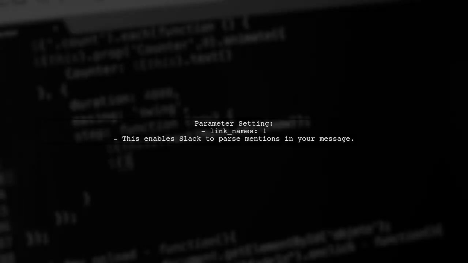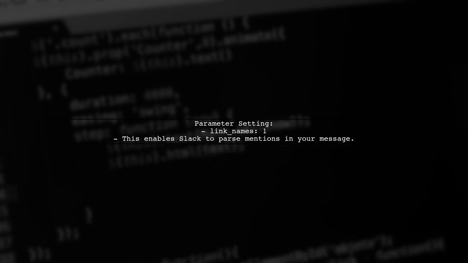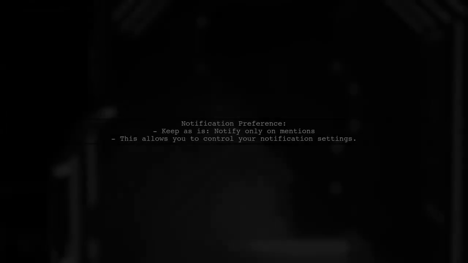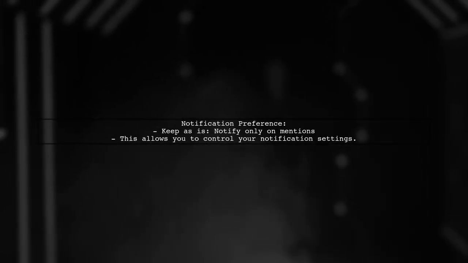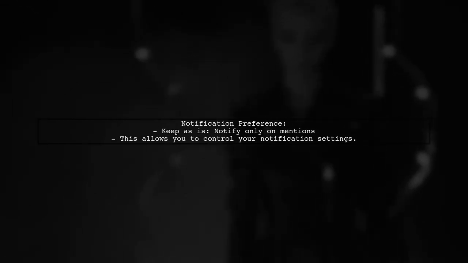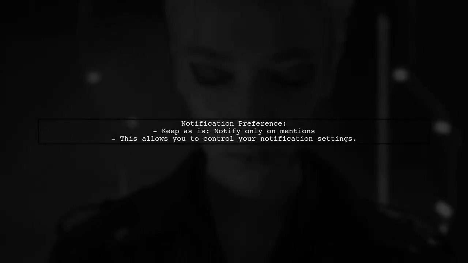To ensure that your message notifies all members, make sure to set the link names parameter to 1. This allows Slack to recognize and link mentions correctly. Finally, remember that your channel notification preferences should remain unchanged. This means you will still receive notifications only for mentions.